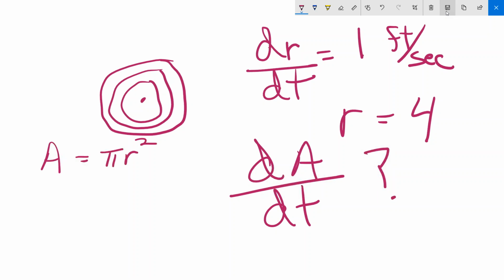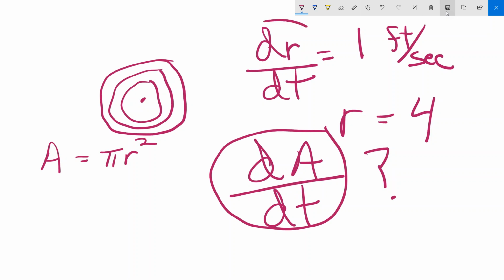Now, notice what we're looking for. We're looking for dA/dt, and we're given dr/dt. The first logical step here is always to implicitly differentiate both sides of this equation. So what's dA/dt equal to?